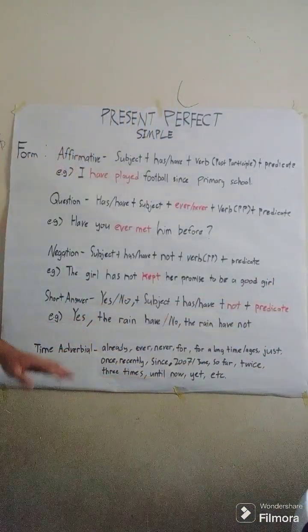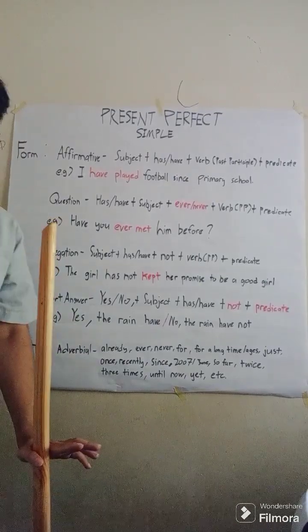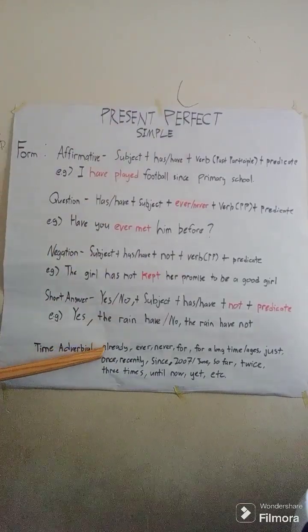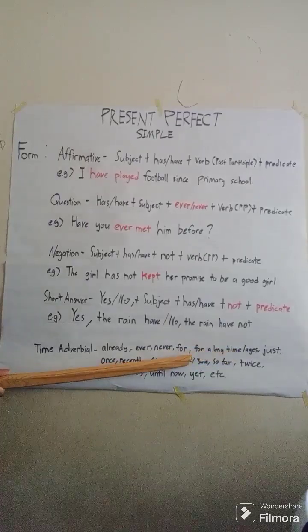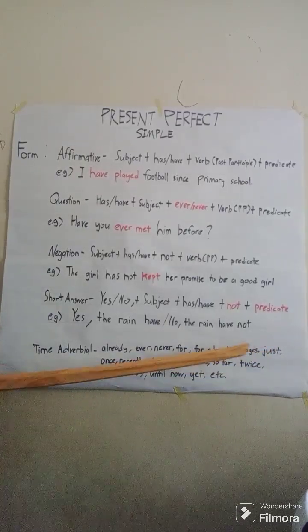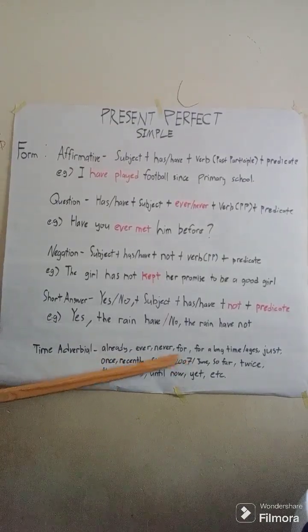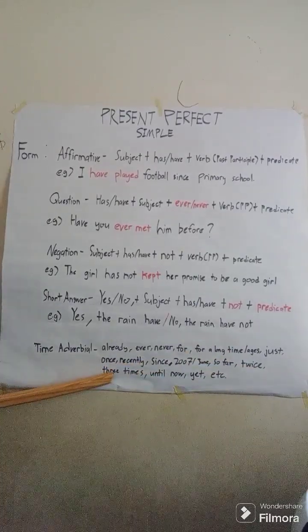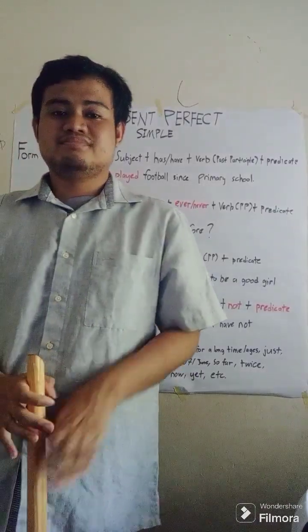Okay, for time adverbial, here are some examples which you may already encounter in your reading. Please mind that this is not the full list. Okay, say it with me. Already, ever, never, for a long time, or for a long age, just, once, recently, since 2007, since June, so far, twice, 3 times, until now, yet, and many more.